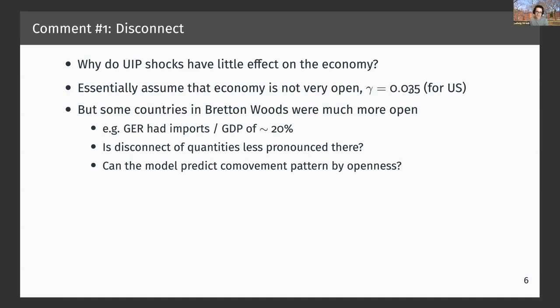And I think what would be interesting is if you could take the model and speak to the different countries that had different shares of imports in consumption, and see whether the model actually predicts the quantity co-movement patterns across the degree of openness. And I think that would be a great test.